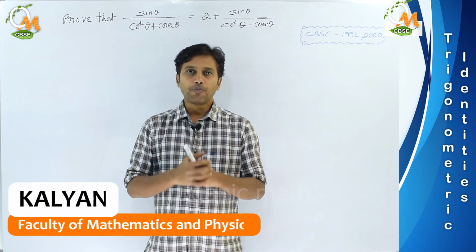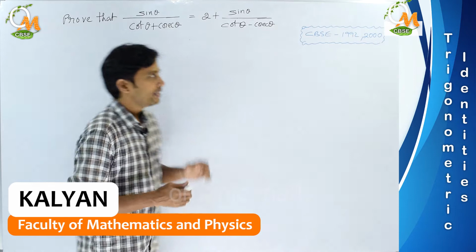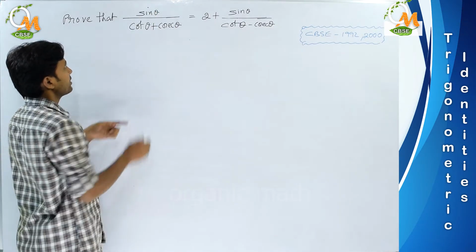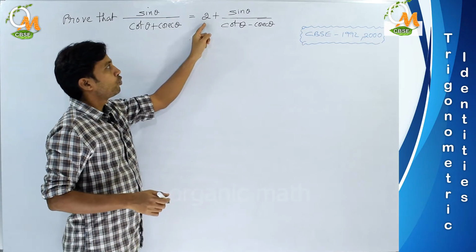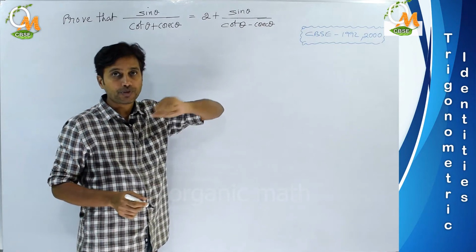So let us see one more problem based on trigonometric identities, and let us see what the problem is. Here we need to show that sine theta by cot theta plus cosecant theta equals 2 plus sine theta by cot theta minus cosecant theta. We need to prove that.